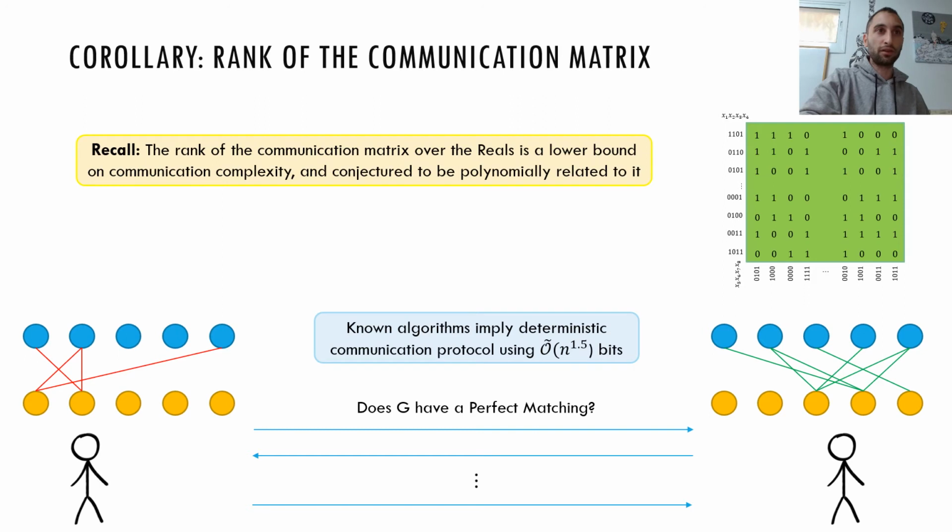So a classical result by Mehlhorn and Schmidt states that the log of the rank of the communication matrix over the reals lower bounds the communication complexity. This holds for any communication problem. The log rank is also conjectured to be polynomially related to the communication complexity through the famous log rank conjecture. Our sparse characterization of BPM star induces a low rank decomposition of the communication matrix as follows. Simply think of any monomial of this polynomial as a rank 1 matrix. It is the outer product of Alice's input and Bob's input.